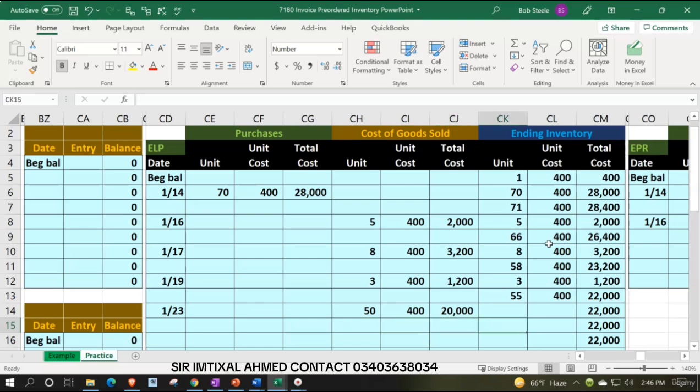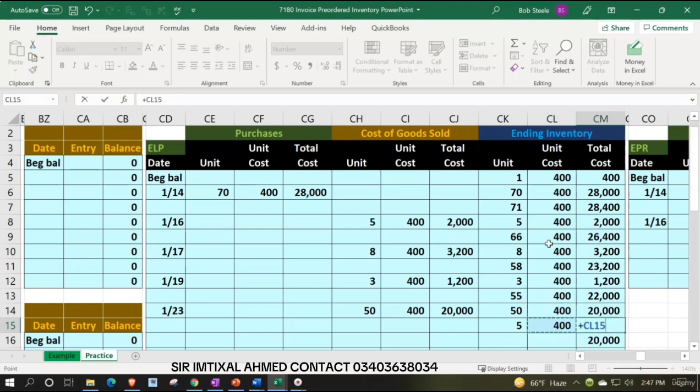What's going to happen to ending inventory? We're going to decrease it by 50. They cost 400. 50 times 400, there's the 20,000 we had before. 55 guitars minus the 50 guitars means we got 5 left at 400. The 5 times the 400 is going to be the 2,000.